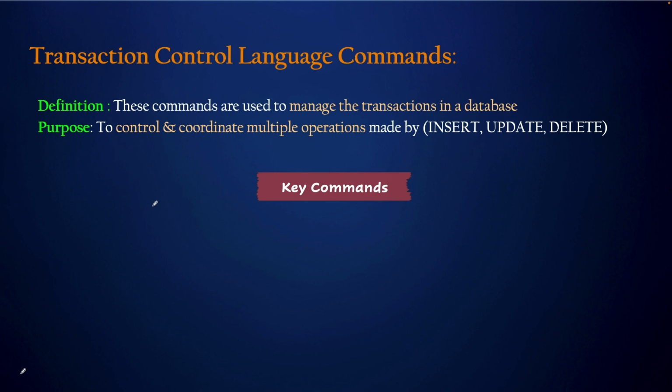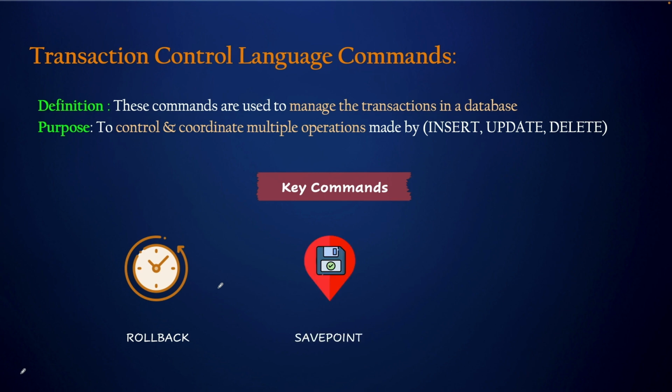And there are also three different commands that we are going to study, and these commands are used to control these operations. Rollback is your first command, SAVEPOINT is your second, and commit is third. Let's discuss them in detail.